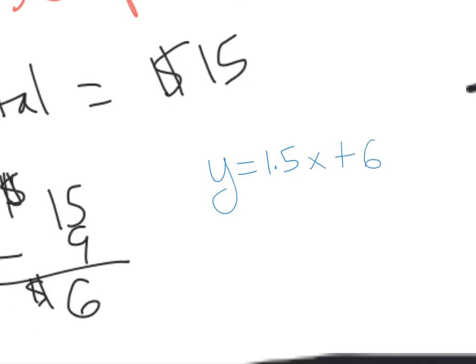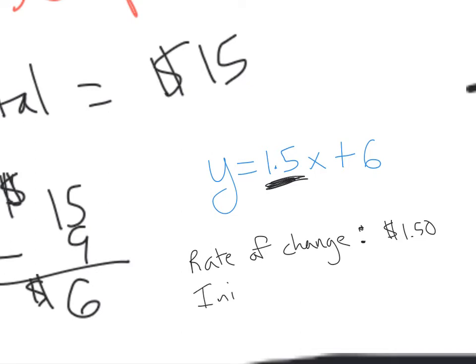Alright, find and interpret the rate of change and the initial value. We have all the information that we need. This is your slope, your rate of change. So the rate of change is just $1.50. And your initial value, what you have to pay before you even take the boat out, is a big whopping $6. So we just constructed a function and then we broke that down. In particular, it was a linear function. Let's look at number 4.